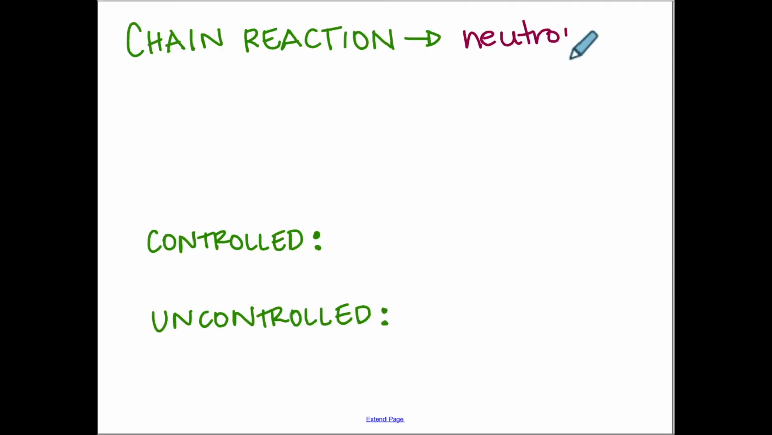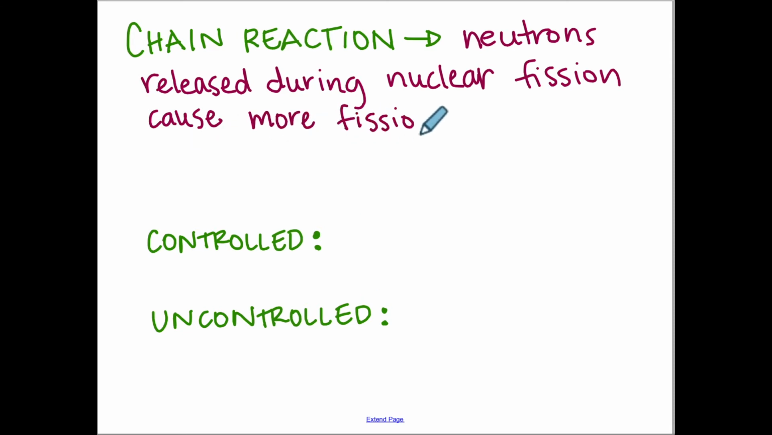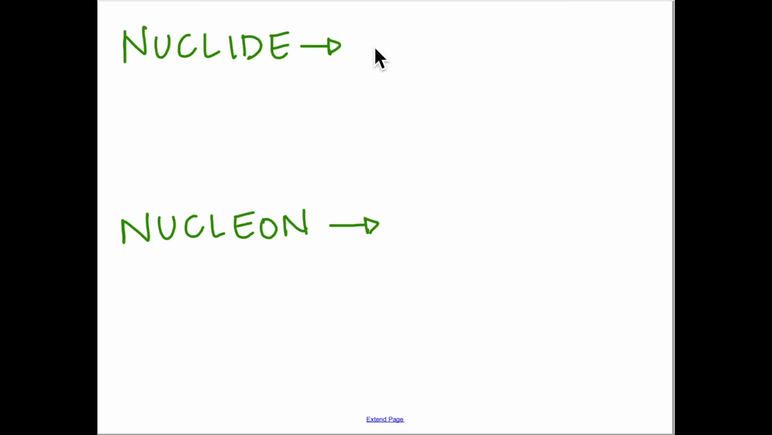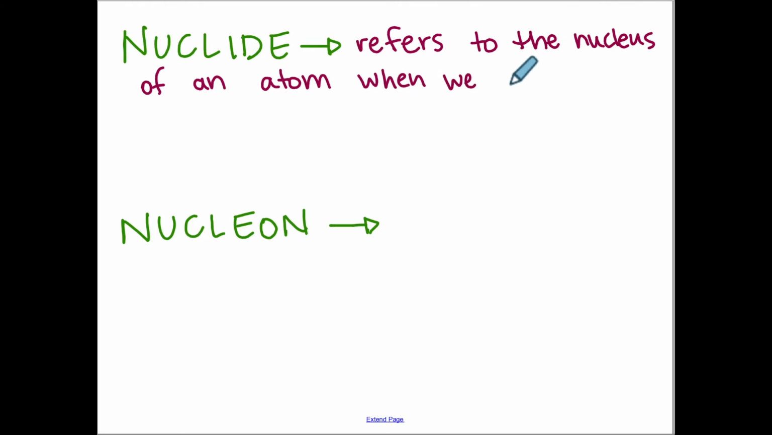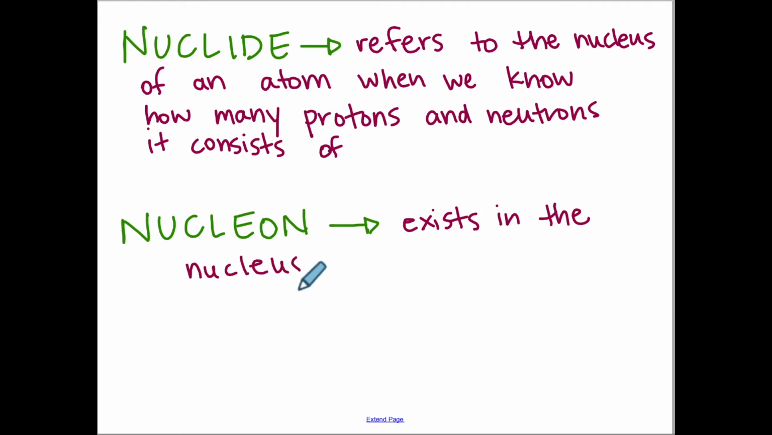A chain reaction happens when neutrons released during nuclear fission cause more fission to happen. These chain reactions can be really good when controlled, in the case of nuclear power plants, but they can be really dangerous when uncontrolled, in the case of nuclear weapons. A nuclide refers to the nucleus of an atom when we know how many protons and neutrons it's made of. A nucleon is something that exists in the nucleus, so protons and neutrons are nucleons.